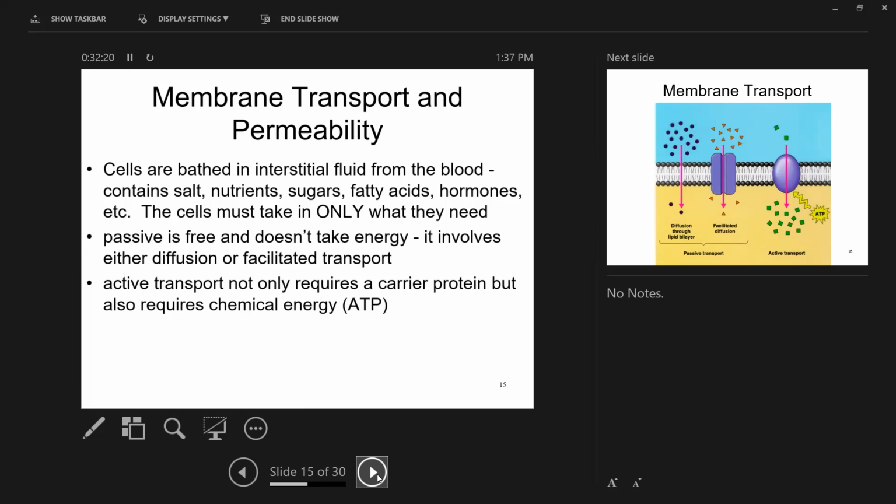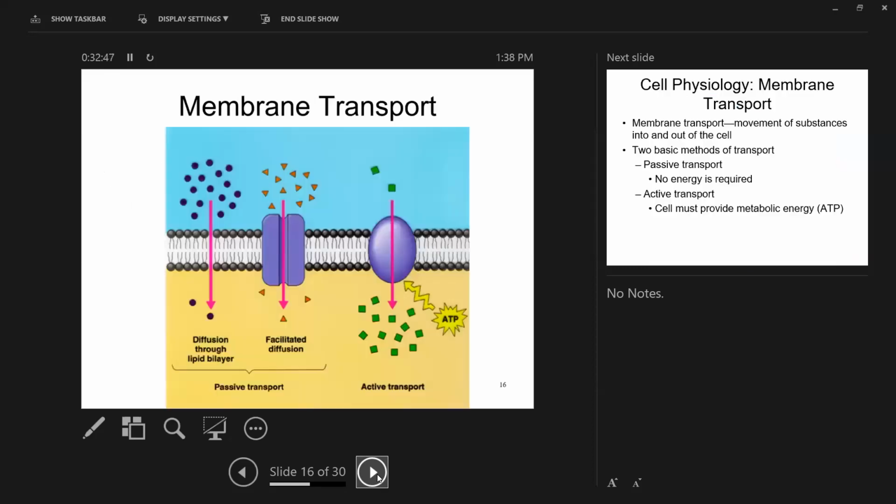Cells love to do things passively. Cells hate to spend any energy to access the material they need. Now, it will spend energy, but if it can get it passively, it would prefer that. So cells have two ways of getting things: either passive transport, which is free, or active transport, which costs energy.